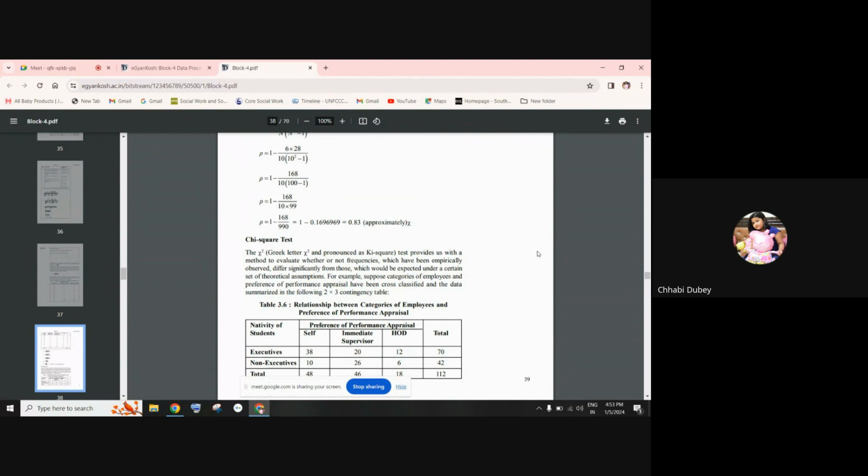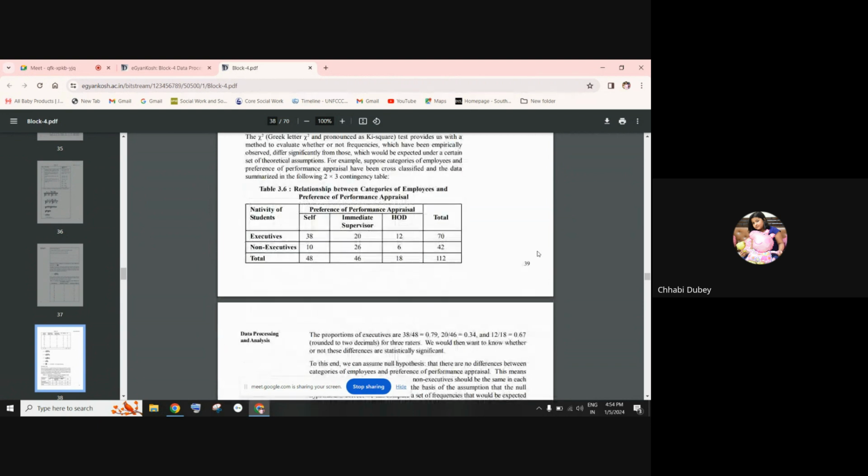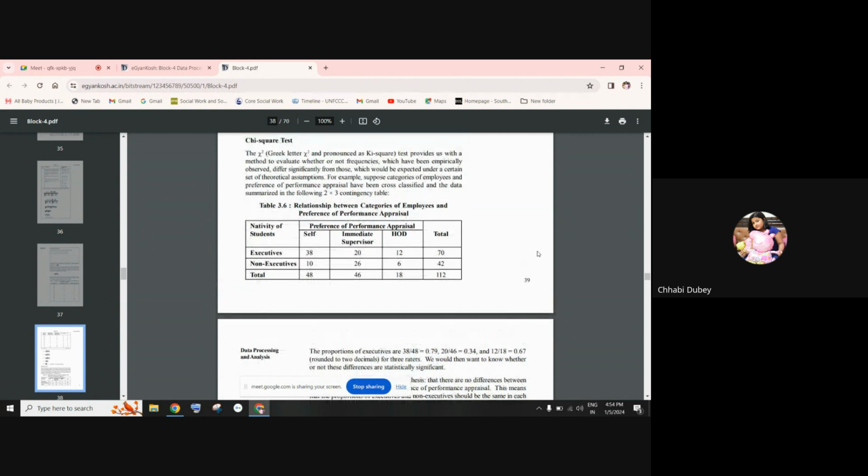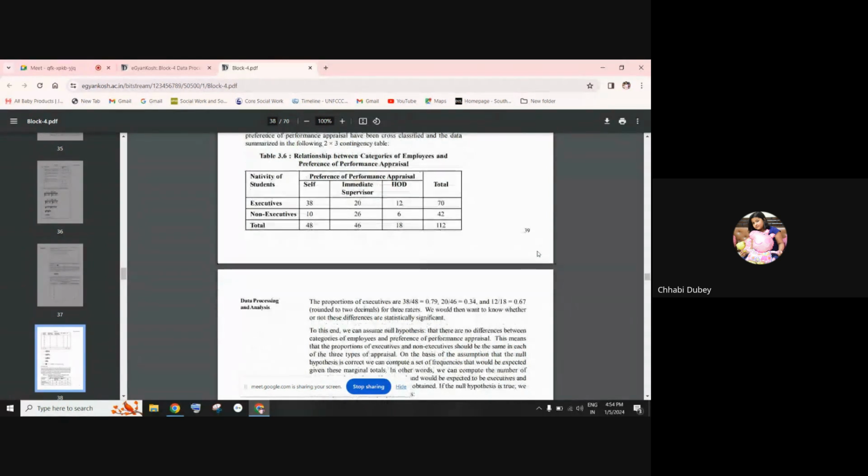The chi-square test provides us with a method to evaluate whether or not frequencies which have been observed differ significantly from those which would be expected under a certain set of theoretical assumptions. For example, suppose categories of employees and preference of performance appraisal have been cross-classified, and the data summarized in the following contingency table. Now they have given this table here, and based on the table and the different values, we can find out the chi-square test values.